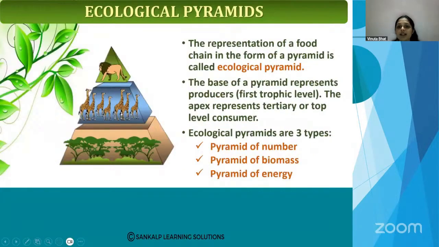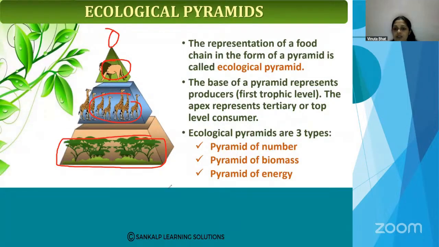Then ecological pyramids. You know about pyramids, right? So what are ecological pyramids? Ecological pyramids are the representation of the food chain in the form of a pyramid. The base of the pyramid represents the producers. Here the producers will be at the base, then in the next levels primary consumers, secondary consumers, tertiary consumers, like this.